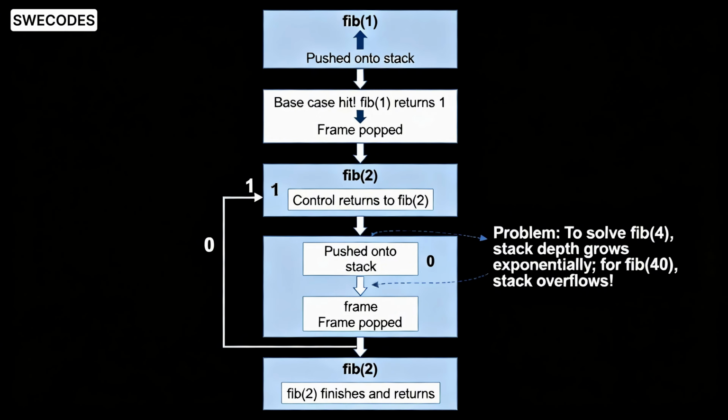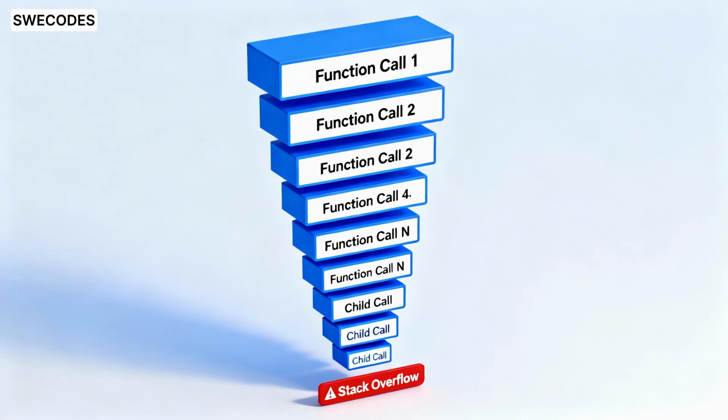Do you see the problem? To solve just fib4, we had this pileup of pending tasks. Now, imagine calling Fibonacci 40. The stack doesn't just grow 40 deep. It grows exponentially wide. You'll have thousands of pending function calls, each with its own stack frame, all waiting for their own children calls to finish. Your program runs out of stack memory long before it finds the answer. That is a stack overflow.